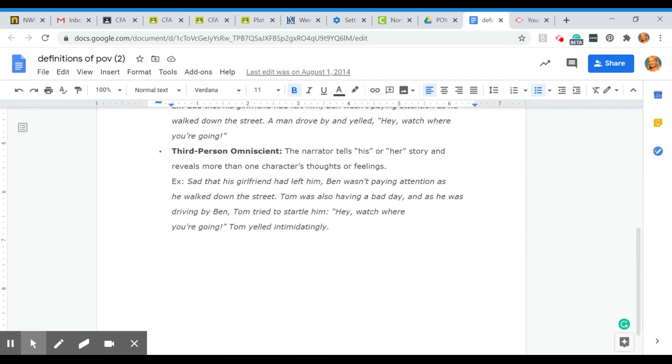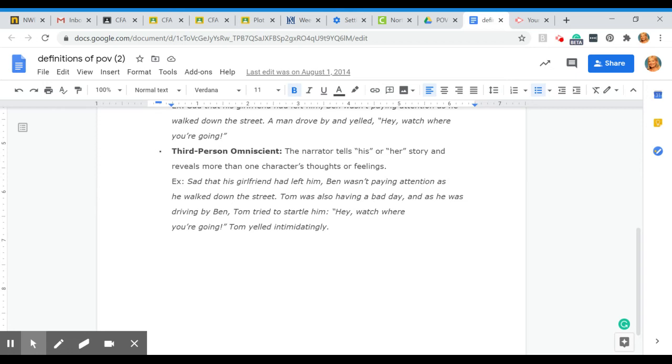All right, so omniscient, omni means all. Okay, so anytime you know more than one character's thoughts or feelings, you know it's going to be omniscient. Okay, still it's in third person. They're telling a story about someone else. You're going to look for those keywords, he, she, they, them, those types of keywords. But then you need to think, how many people's thoughts or feelings do I know?